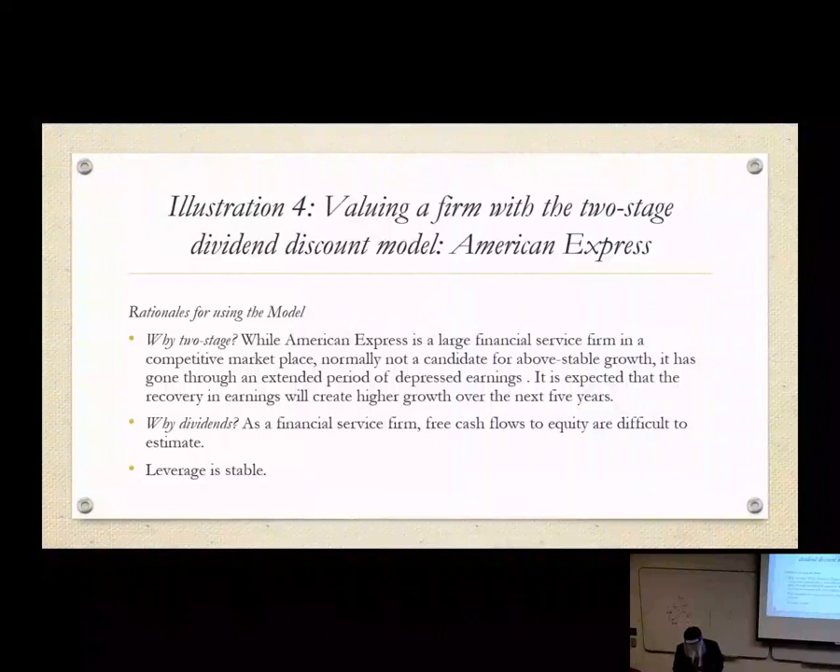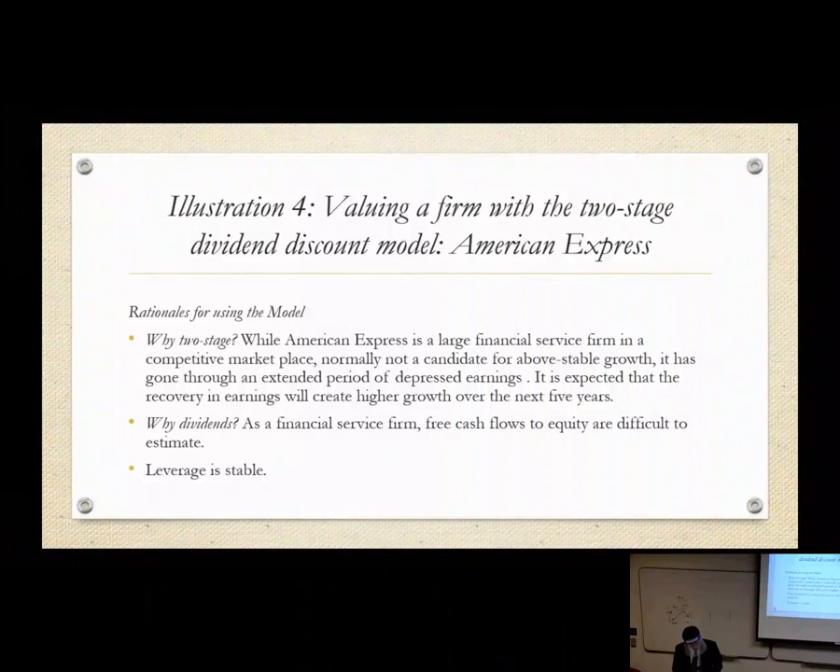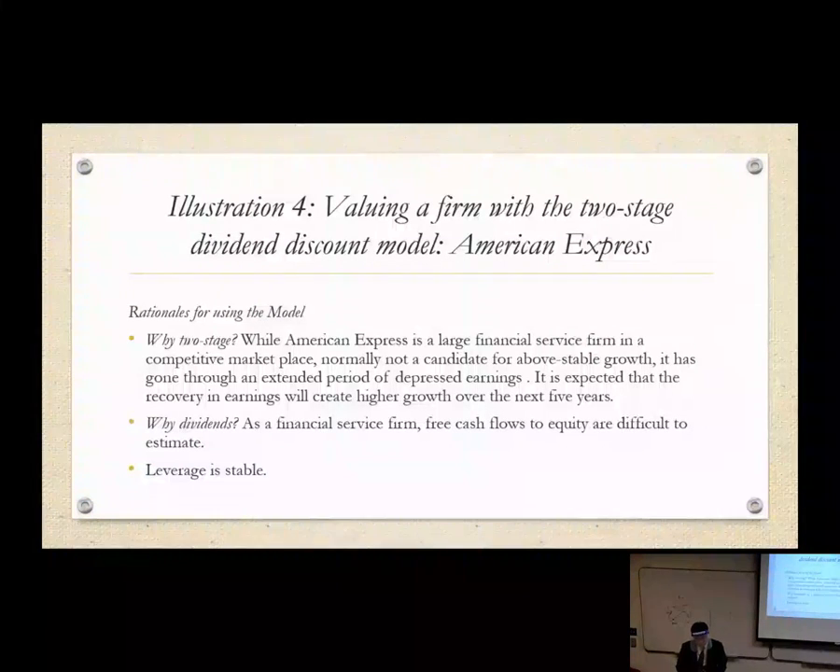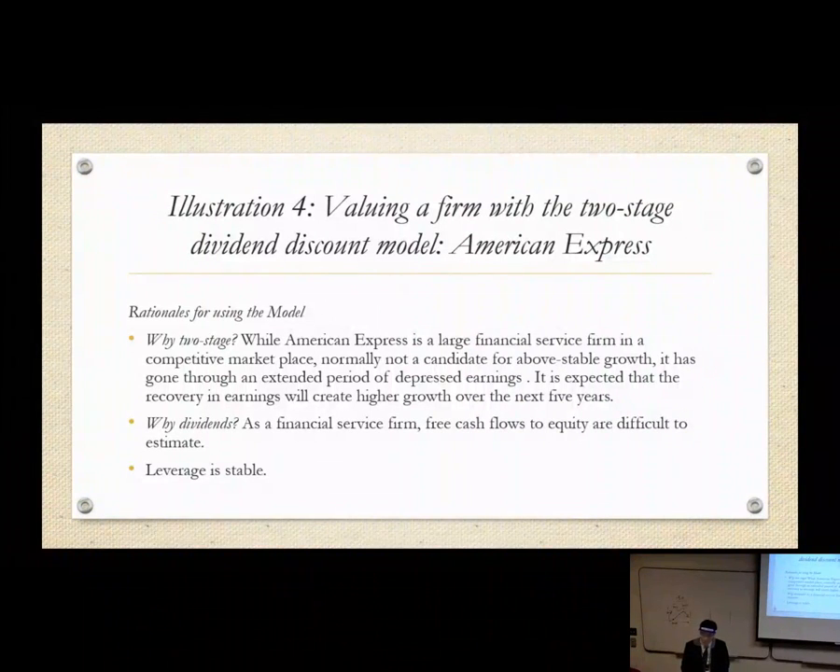First of all, American Express is a large financial service company in a very competitive marketplace, normally not a candidate for above-stable growth. It has gone through an extended period of depressed earnings. It expects that the recovery in earnings will create high growth over the next 5 years. That's pretty common for any financial company coming out of recession or economic slowdown, right? And you will see very strong recovery. So the two-stage model is a very suitable model for that kind of situation.